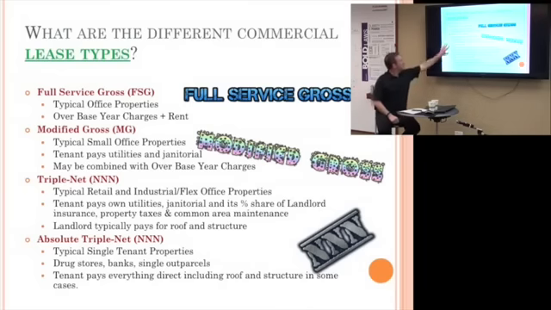And there's a million different pieces to all of this that can range. I've seen it all, I've seen hybrids, but you got to understand just the basic concepts of them. Full service and modified are really for office properties, triple net and absolute are really for retail and industrial properties, and that's where it goes.